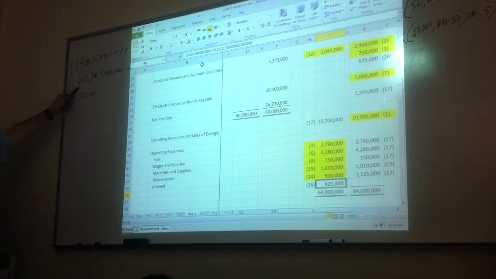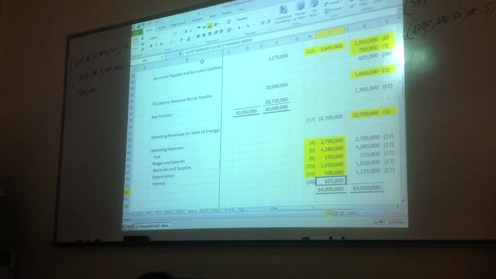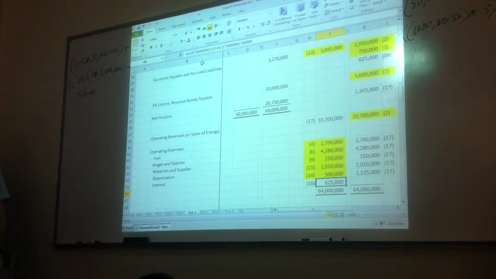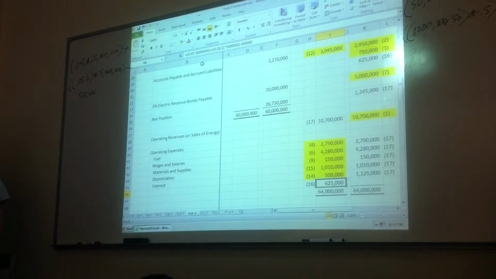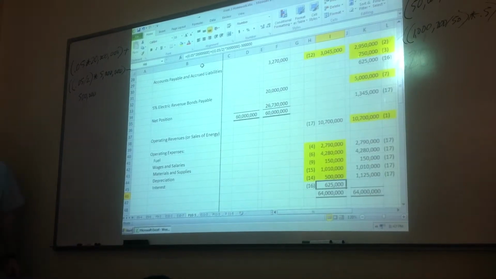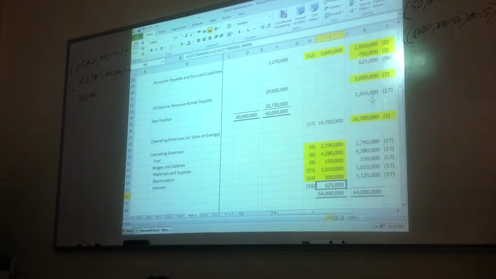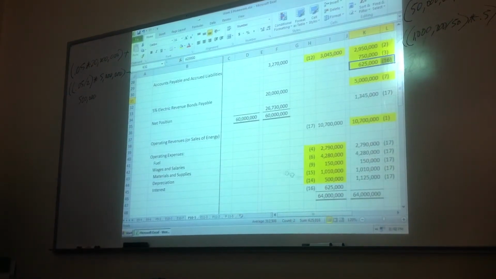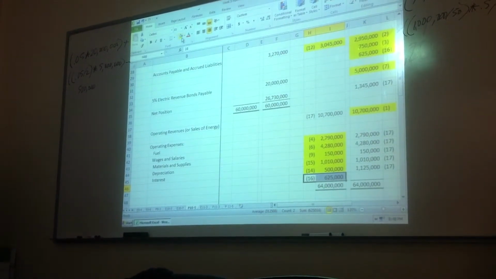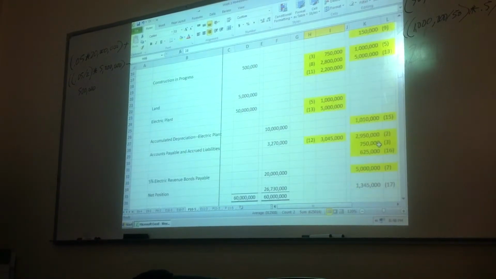I'm splitting the 5%. These bonds are still 5% bonds. I'm splitting it in half because they were issued in December and the interest is payable in June. It's a semi-annual interest payment, right? Therefore, I have to take the annual interest amount and divide it by 2. Split it in half. Okay? So the total of that gives me the $625,000, and I'm going to credit accounts payable and debit interest expense. Okay?